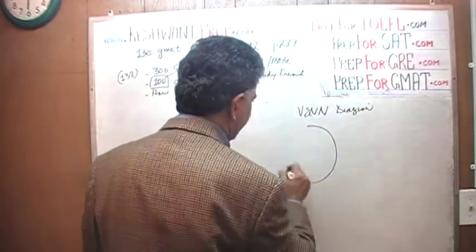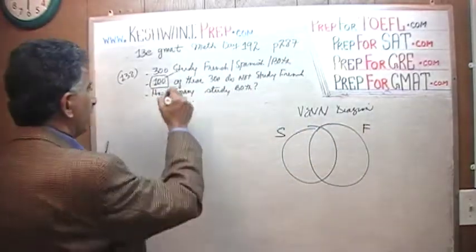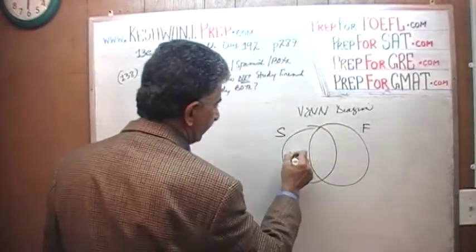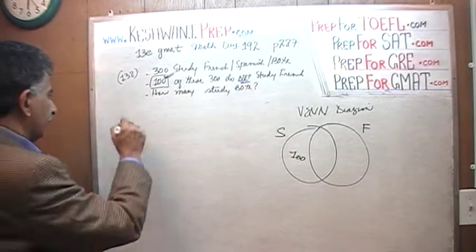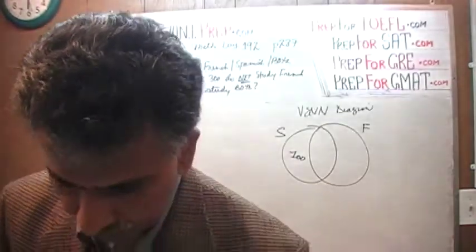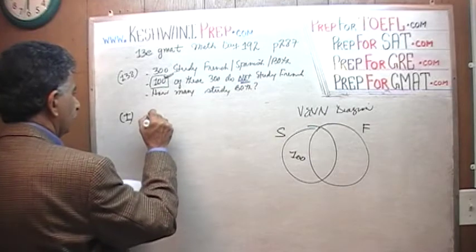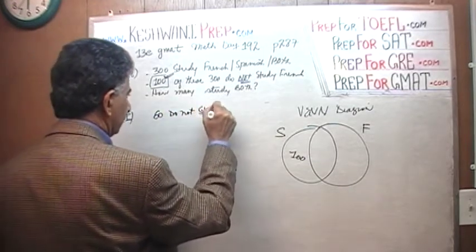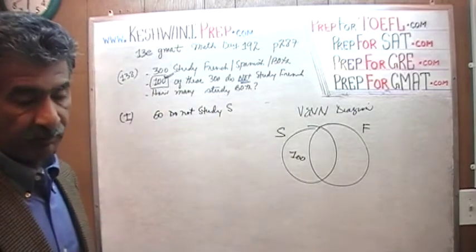So here are our two languages, Spanish and French, and we are told that 100 of them do not study French. If they do not study French, those 100 must come over here. They study only Spanish. Let's see what they tell us in the first statement. In the first statement, they're told that 60 of them do not study Spanish. Well, 60 do not study Spanish, they must study French then.